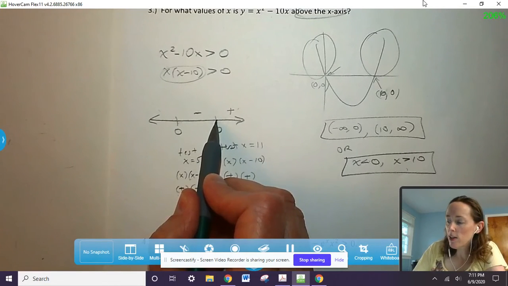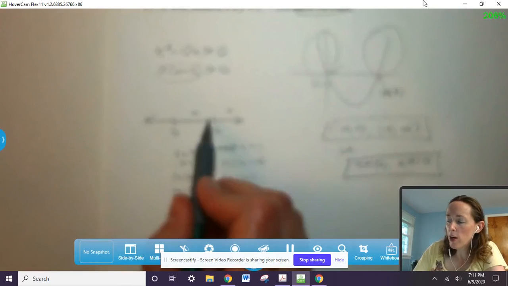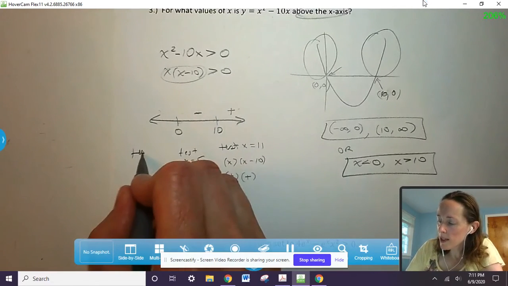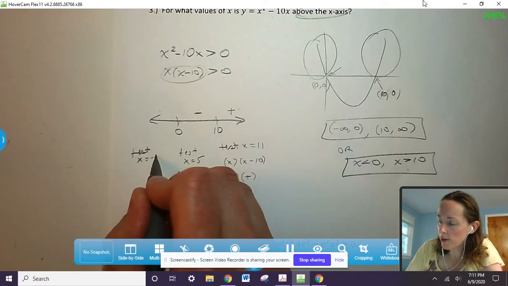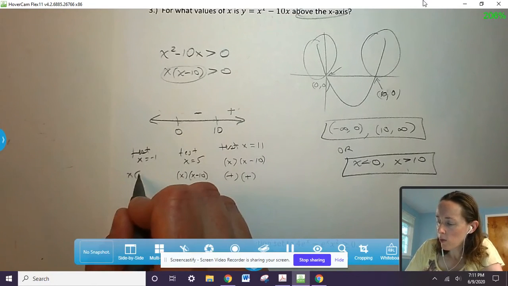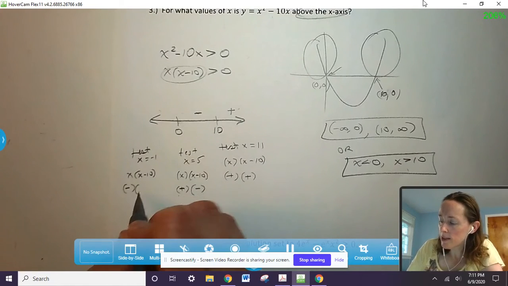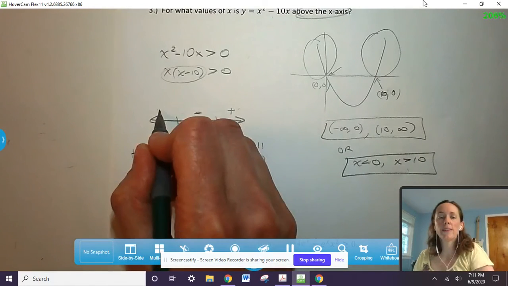And it says that here, in between 0 and 10, no matter what I plug in, I'm going to get out a negative number. And then I want to test something to the left of 0, like -1 or -5, whatever we want. When I plug in -1, this is negative. When I plug in -1, this is negative, and a negative times a negative is a positive.